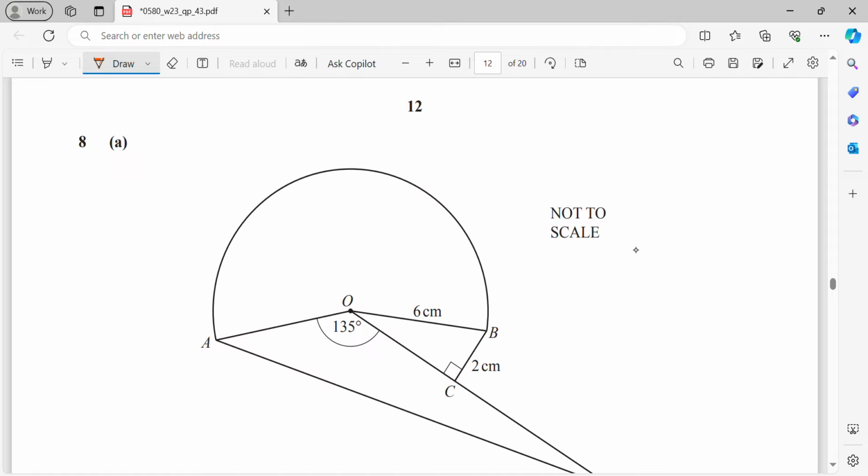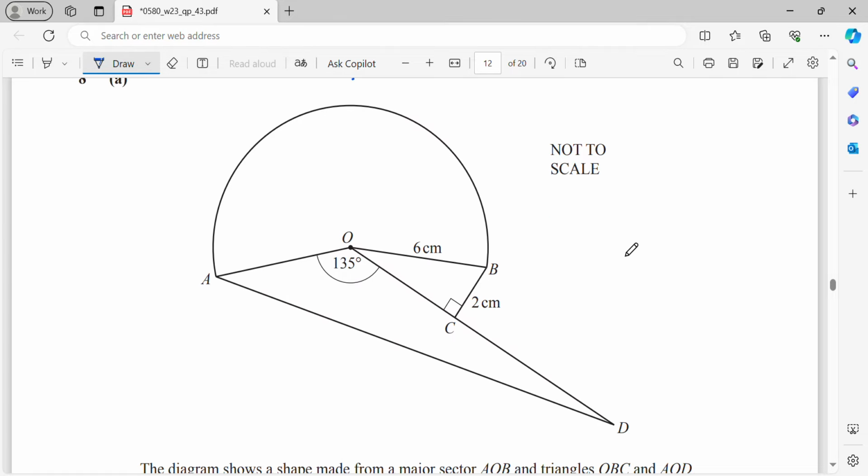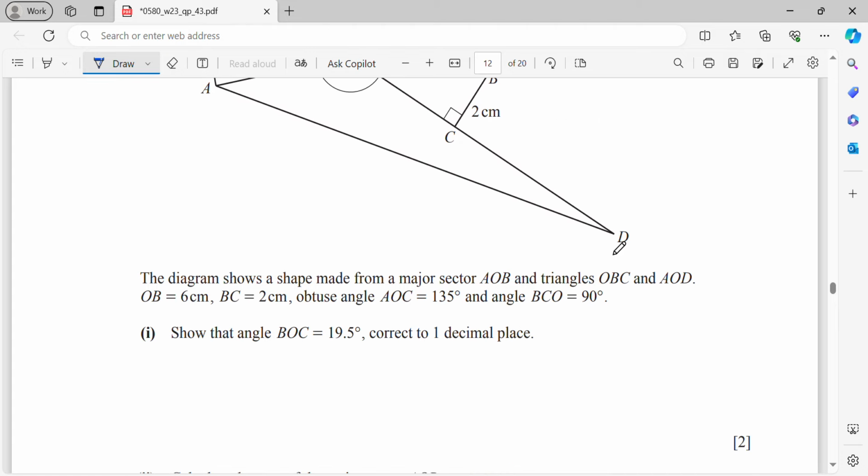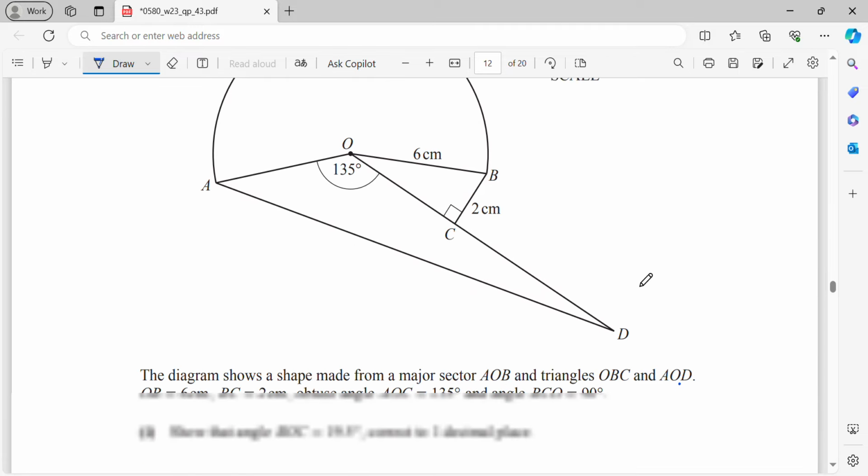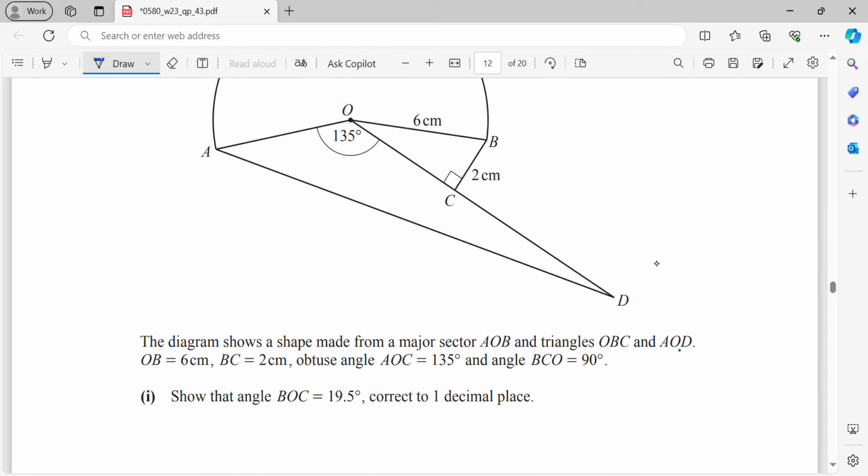Now the next question is question 8. For question 8, you are given this diagram. The diagram shows a shape made with a major sector AOB and triangles OBC and AOD. All these angles and lengths are given. That means this O is the center. First part: show that the angle BOC is 19.5 degrees, correct to 1 decimal place.